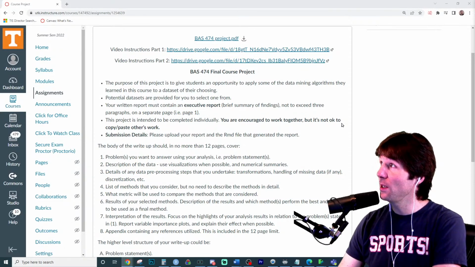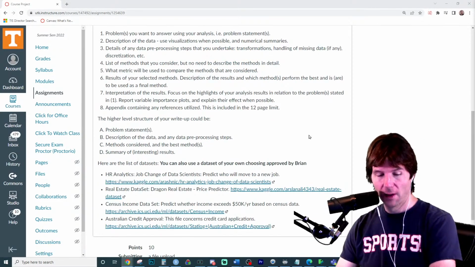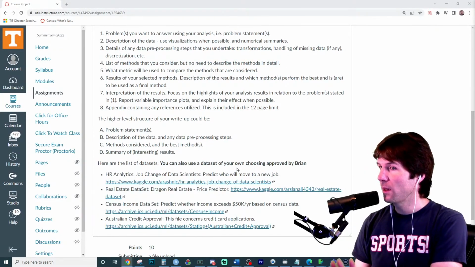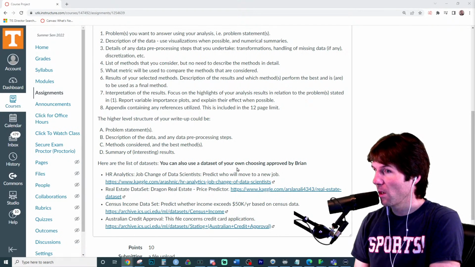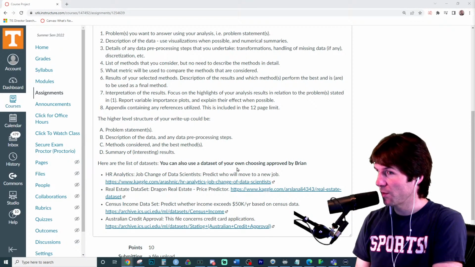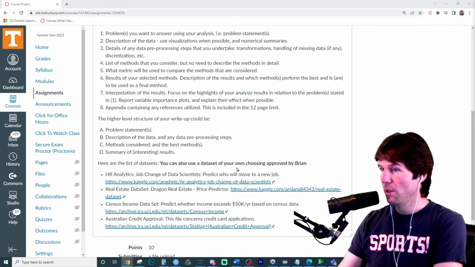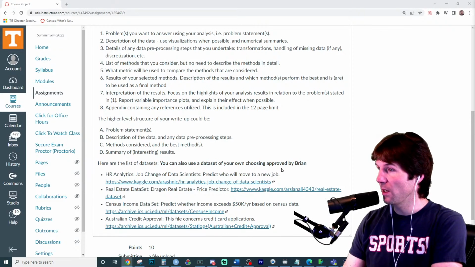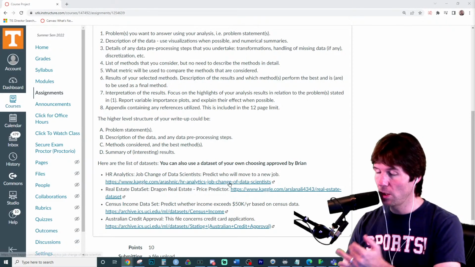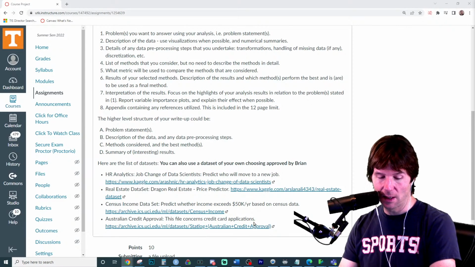Make sure I got the right one. Yes. Double checking my brain. And with this right here, think about what you're doing. We are writing a report for a business. And so with this, you can use a data set of your own choosing if I approve it, or you can use any of the data sets down here.